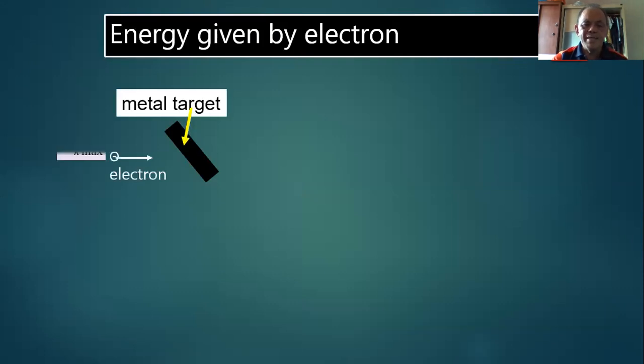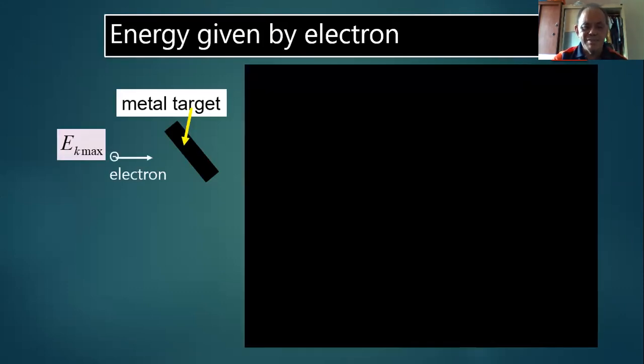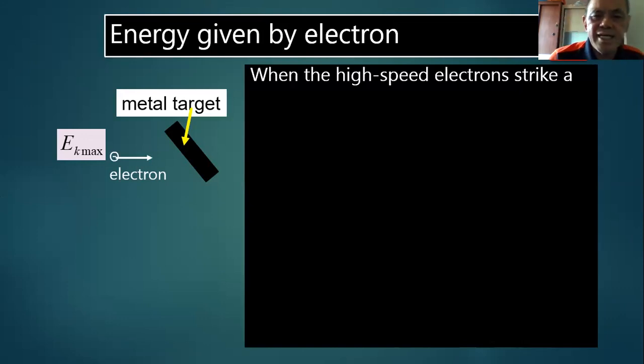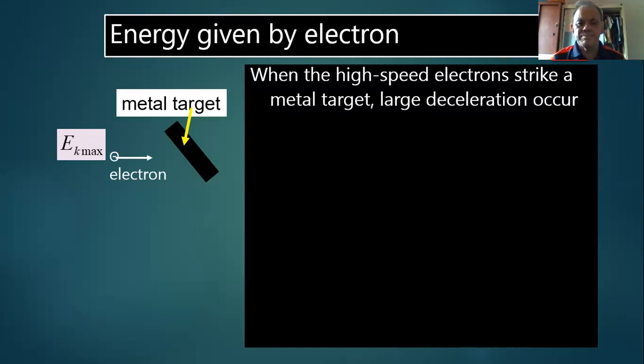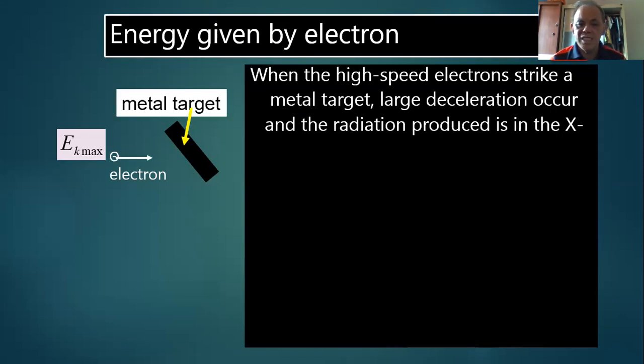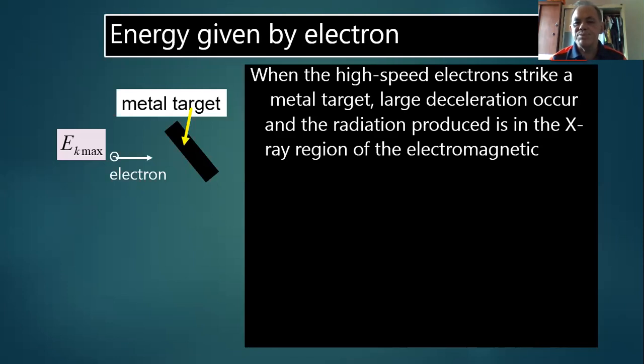Okay, E_K max, the maximum kinetic energy due to your accelerating voltage, will reach the target. Right? There's a large deceleration that occurs, and the radiation produced is your X-ray. It's the X-ray part of the electromagnetic spectrum.